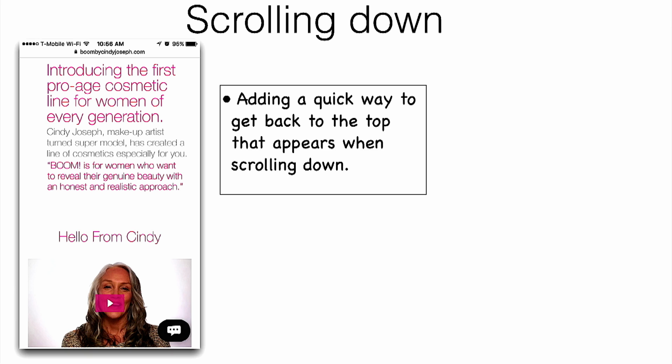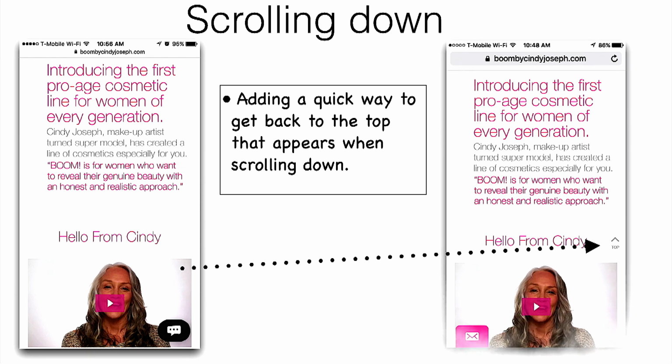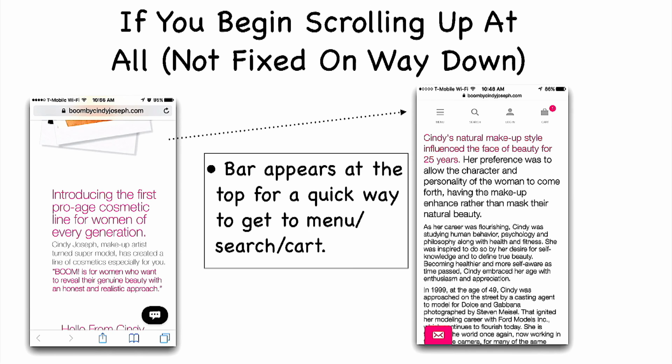We also added this thing where when someone scrolled down, we wanted to give them a quick way to get back to the top, so they could click this little button that appears and go right back up to the top without having to scroll. They could just tap one thing and get back to the top of the page. And along that same line of thinking, this bar drops down for them as soon as they begin to scroll up. And you're going to see a video of this in a second.